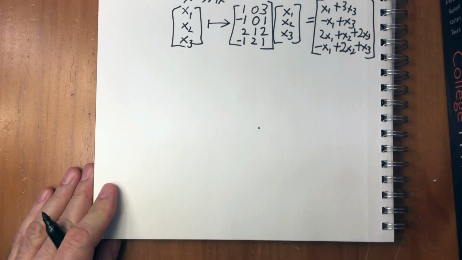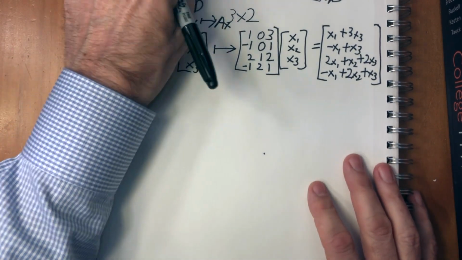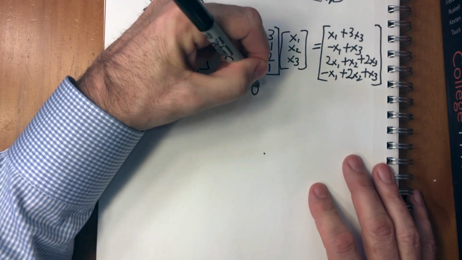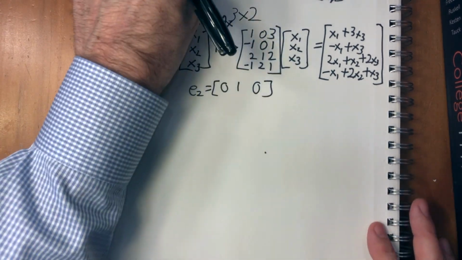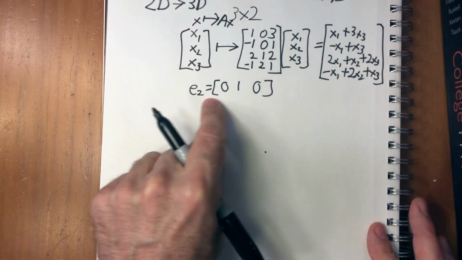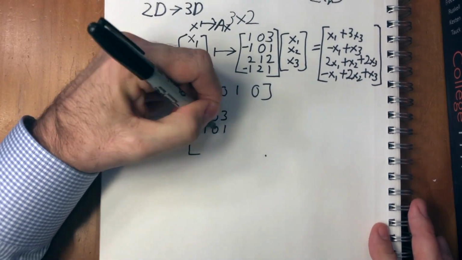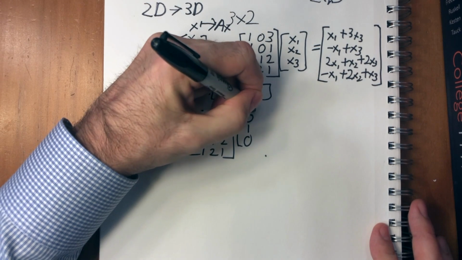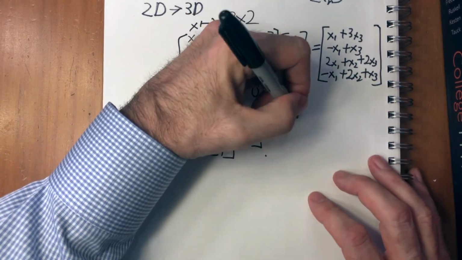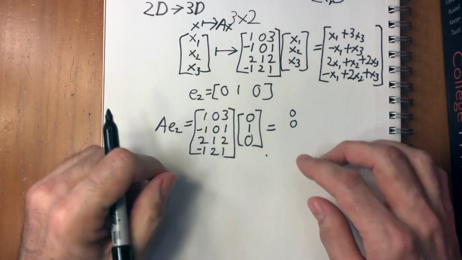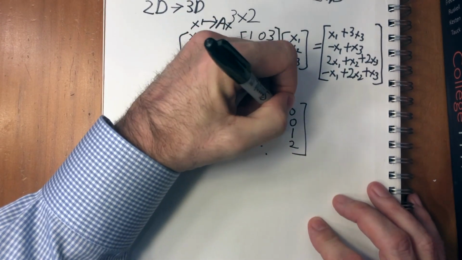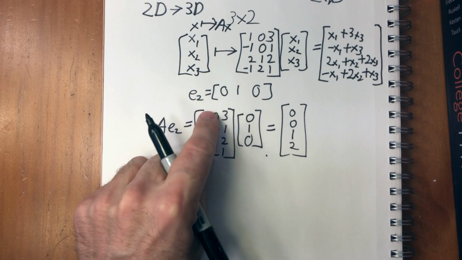Okay, so let's try it for real. What will A2 do to E2, which is 0, 1, 0, right? So let's try applying A to E2 times 0, 1, 0. So we go 0, 0, 0, 0, 0, 0, 0, 1, 0, and 0, 2, 0. So what is this? It's just the second column of A.